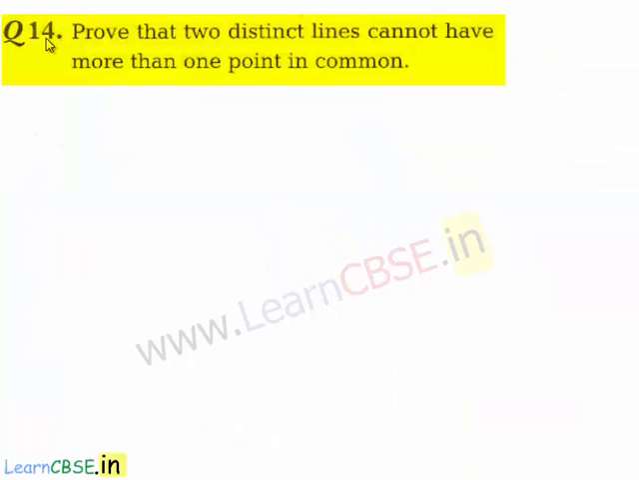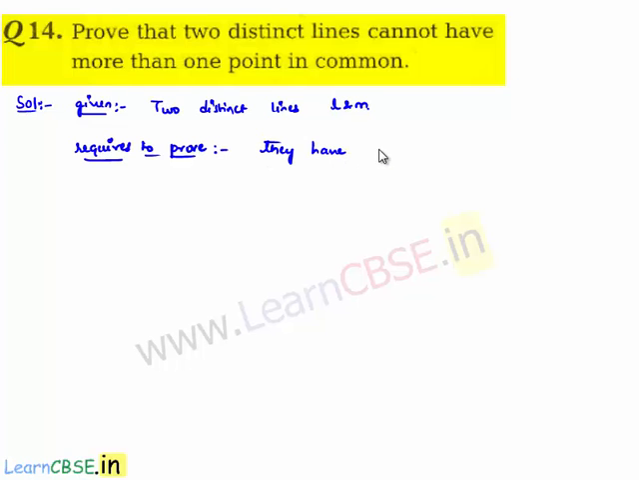Moving on to question number 14. Prove that two distinct lines can't have more than one point in common. Now moving on to solution. It is given that there are two distinct lines. Let us assume them as L and M. We are required to prove that they have only one point in common.